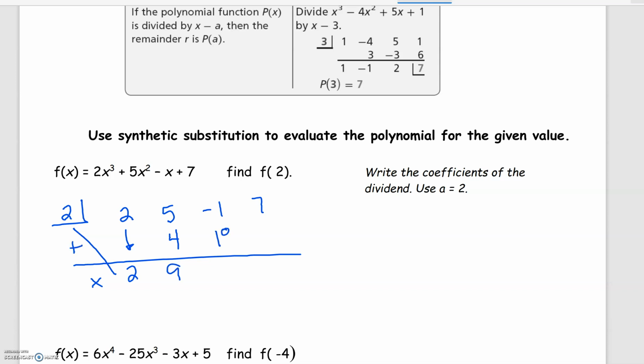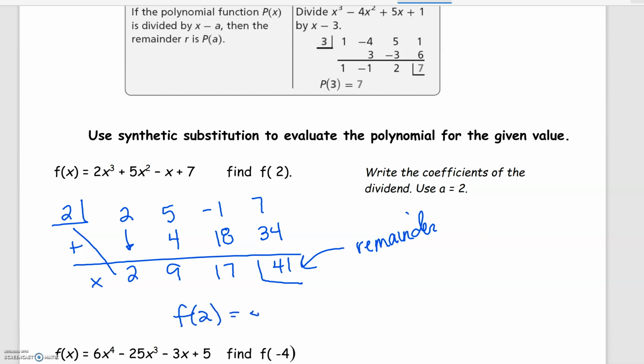9 times 2 is 18. 18 minus 1 is 17. 17 times 2 is 34. And 34 plus 7 is 41. This is the remainder. And so f of 2 is 41.